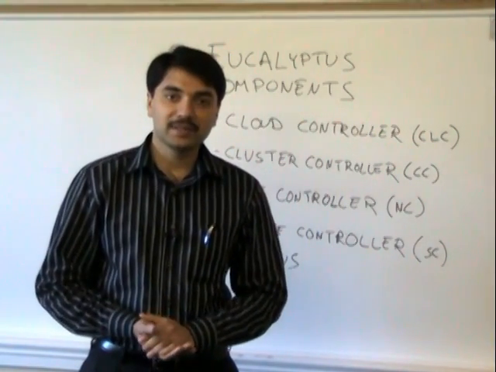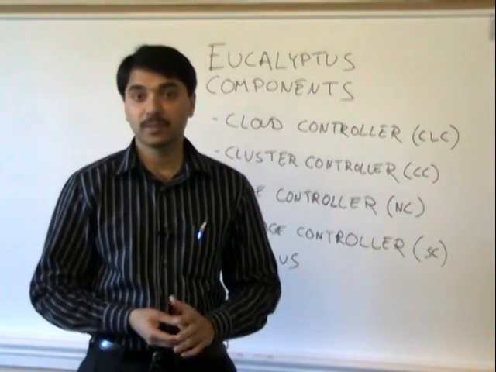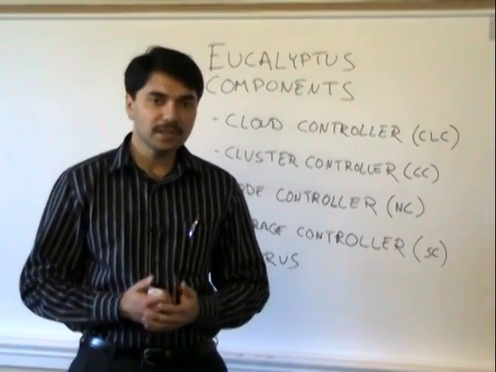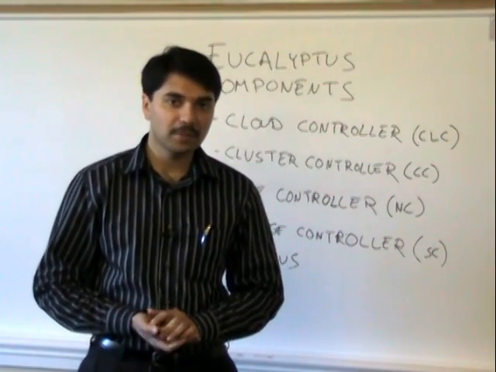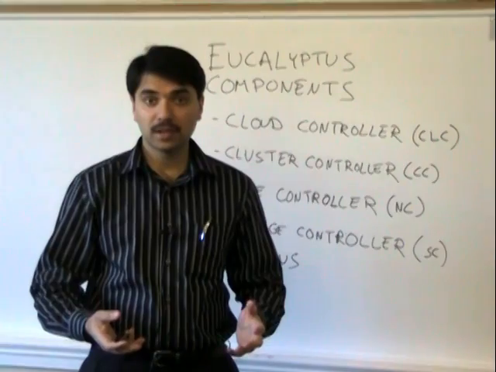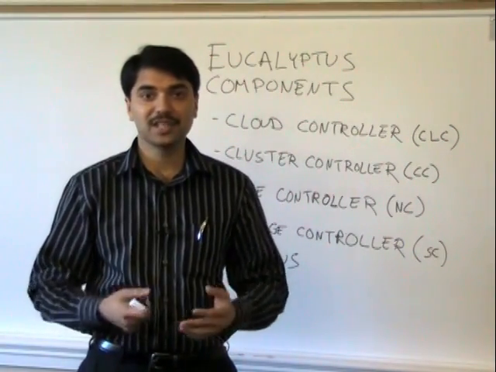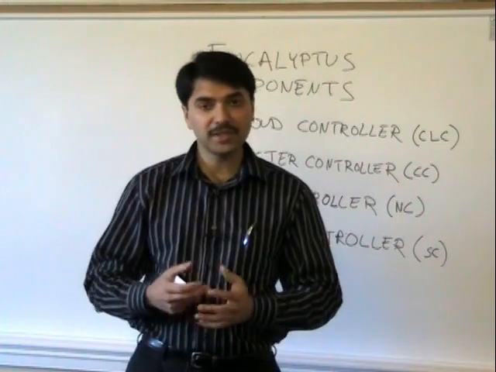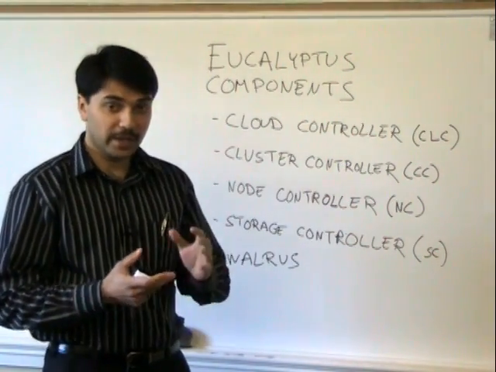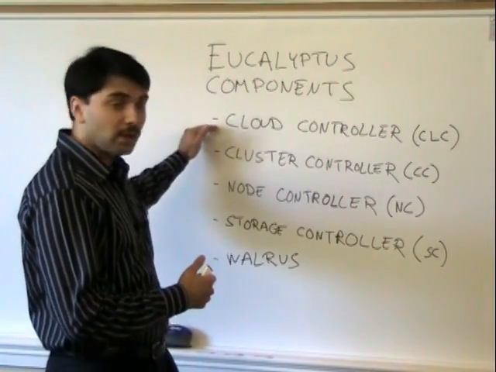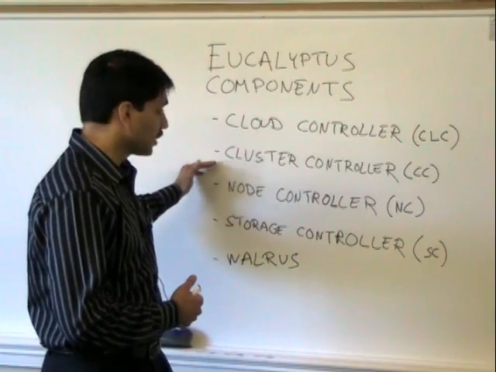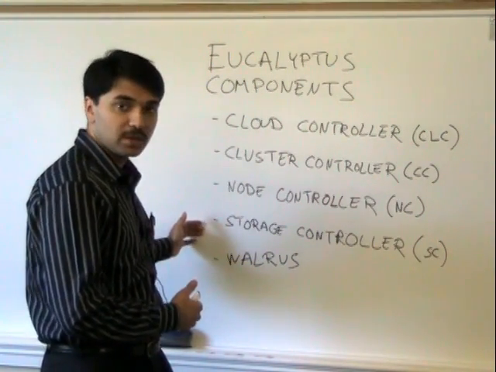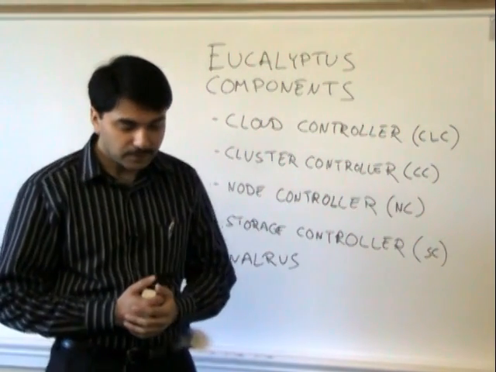In this part of the tutorial, we would like to walk you through the different components that comprise the Eucalyptus architecture. Eucalyptus being an on-premise private cloud platform, it's a distributed system. A couple of these Linux-based processes interacting with each other form the cloud layer. Some of these components, to begin with, at a very high level, include the cloud controller, the cluster controller, node controller, the storage controller, and Walrus.